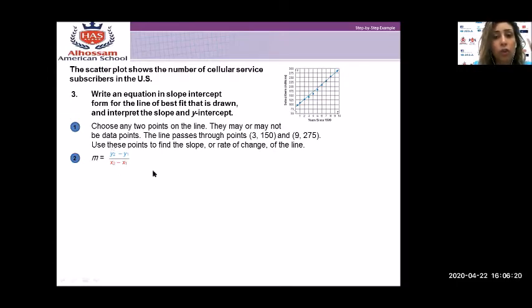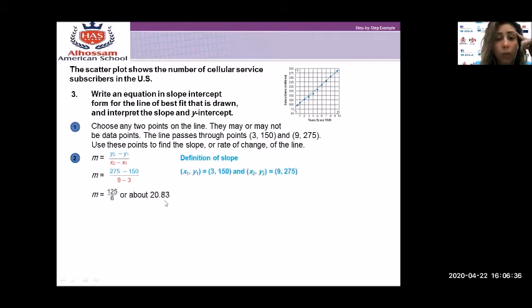So the first rule is the slope, m equals y2 minus y1 over x2 minus x1. And then I'm going to apply the points in this rule: 275 minus 150 over 9 minus 3. So here I got 20.83.